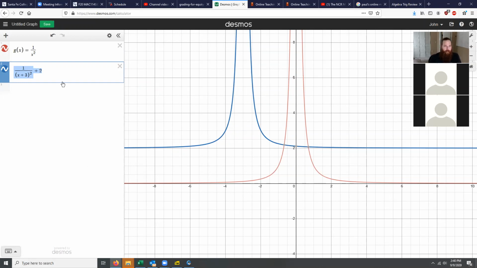And what Lily said in the chat there is correct. So the plus 2 on the outside says add 2 to all the y values. The plus 3 on the inside says shift everything to the left by 3, or equivalently, subtract 3 from all the x values.